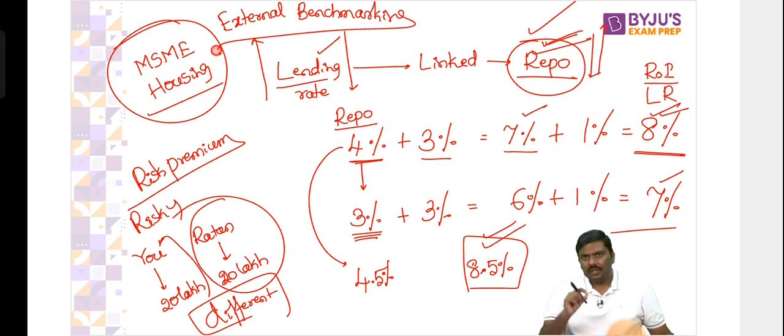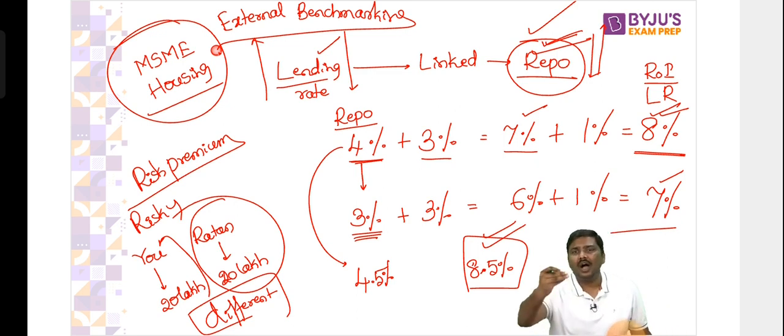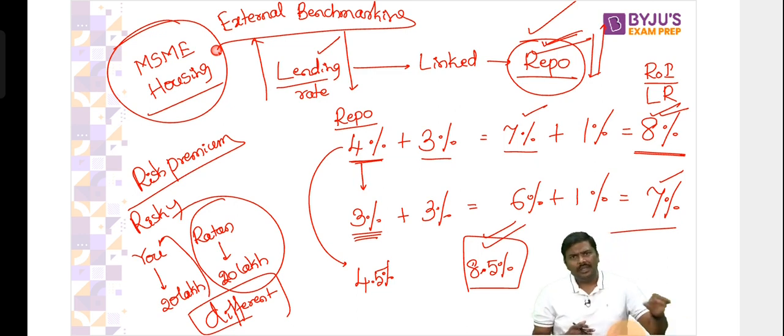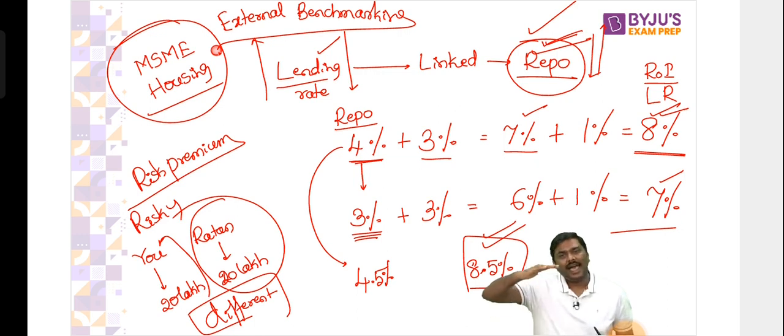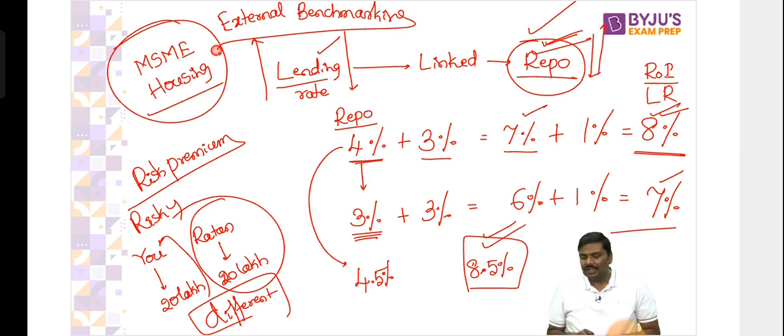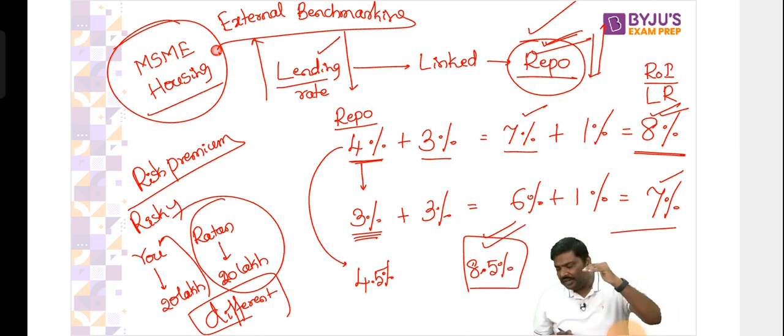Let me give a very simple example. I believe some of you might have a housing loan. No, sir, I don't have a housing loan. Right? At least your parents would have taken a housing loan. Just ask them, in the last 1 month, has their lending rate increased or decreased? You will come to know the answer. And you already know the answer, by the way.